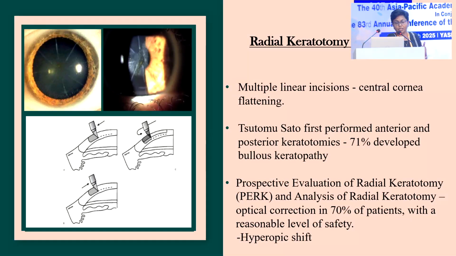So when in US they started, they did two large studies. One is PERC, that is prospective evaluation of radial keratotomy, and another is ARC, that is analysis of radial keratotomy. And based on the 10-year data, they concluded that nearly 70% of these patients get the optimal visual correction. But hyperopic shift was a problem. And that was because when they were putting an incision, the inflammation which creates during the healing process affects the surrounding tissue also. So they wanted something which can do the job precisely without affecting the surrounding corneal tissue.